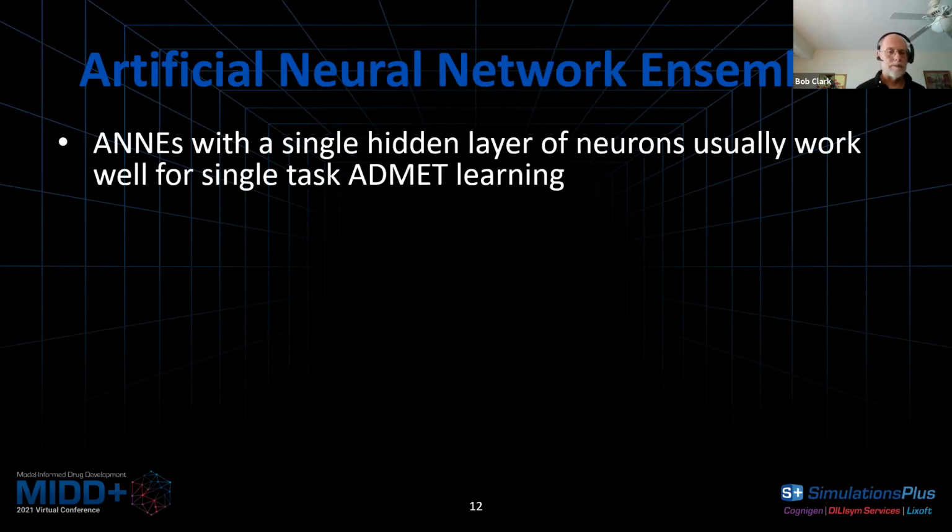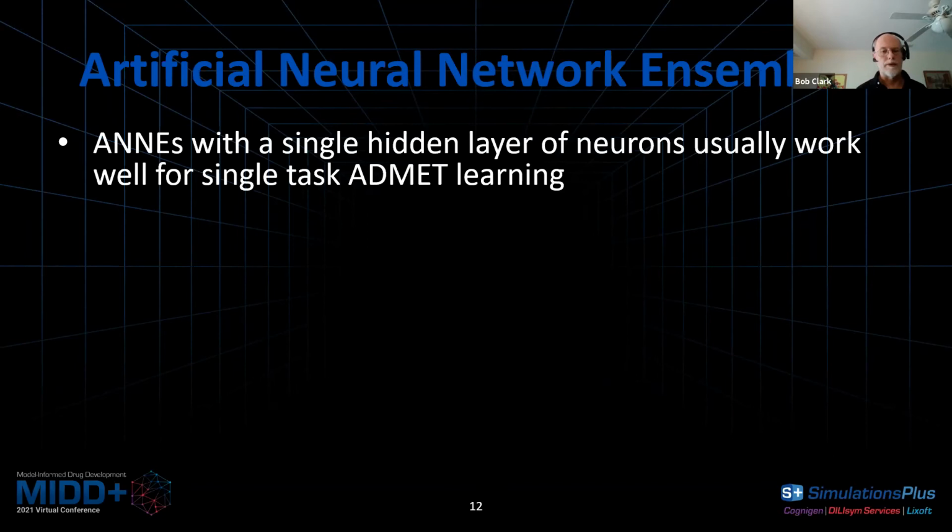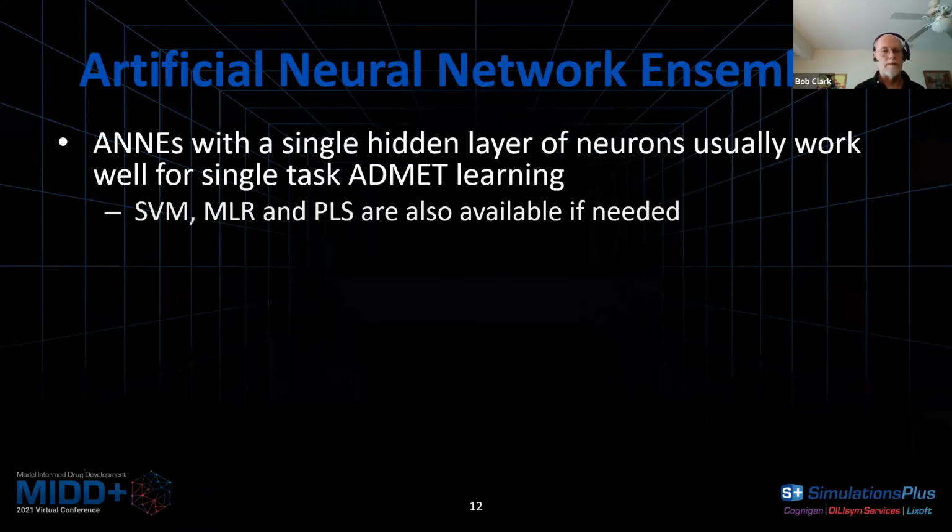We have explored deeper neural networks as well, as has been reported in the more carefully conducted analyses, and as is expected based on theoretical considerations, deeper networks do not generally confer any substantial advantage for single task problems when sophisticated enough descriptors are used. When we do need alternatives to the artificial neural networks, we have support vector machines, multiple linear regression, and partial least squares analysis available to us if we need them.